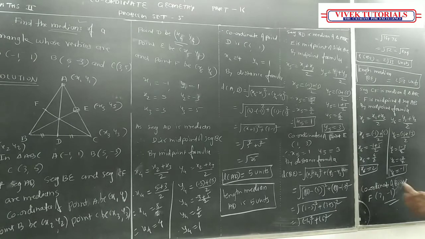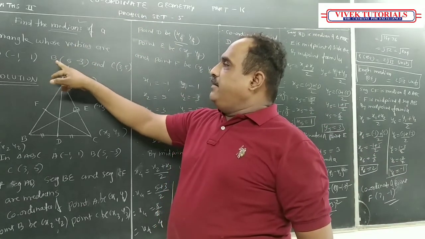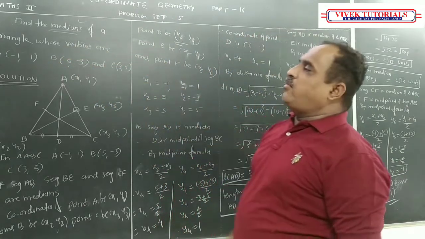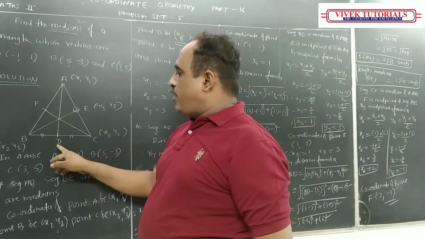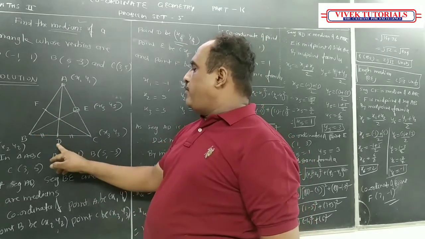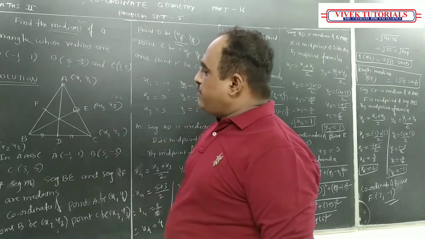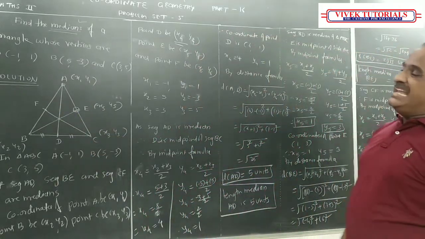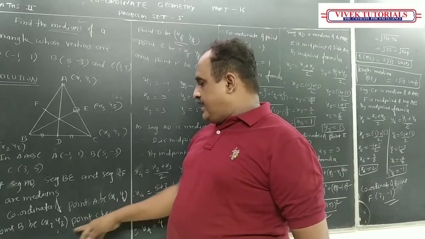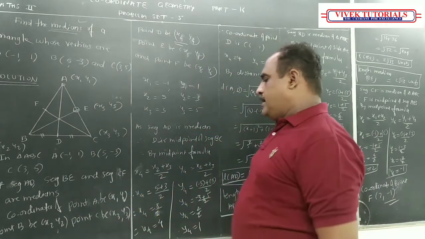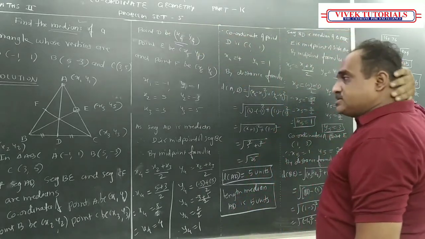But have you understood this? Once again, I'll repeat it. Find the median of a triangle whose vertices are A, B and C. They have given the coordinates of all the vertices. But we should know that medians are the segments joining a vertex and the midpoint of the opposite side. So I have taken the midpoint of BC as D, the midpoint of AC as E, and the midpoint of AB as F. We have to find AD, BE and CF. So we know x1, y1 I have taken for A, x2, y2 for B, x3, y3 for C, x4, y4 for D, x5, y5 for E and x6, y6 for F.